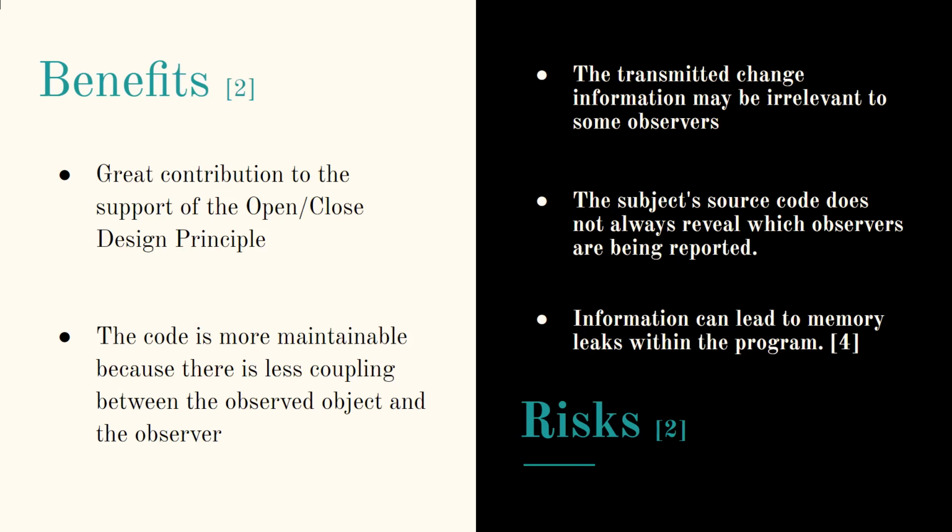However, automatic updates by the subject to all registered observers are not always beneficial because the transmitted change information may be irrelevant to some observers. This process is inconvenient, especially when the number of registered observers is large, because it wastes a lot of computing time. Another risk of the observer pattern is that the subject's source code does not always reveal which observers are registered. And also, the information can lead to memory leaks within the program. Thomas, would you like to explain to us more why the information can lead to memory leaks within the program?